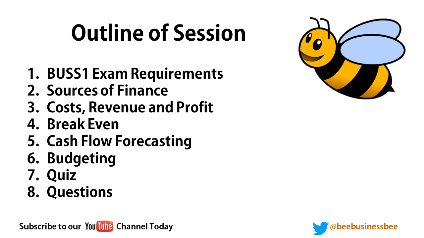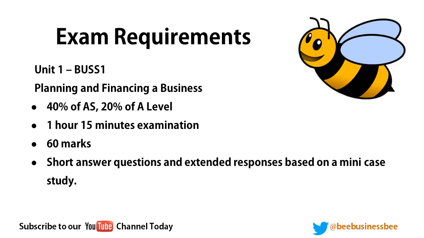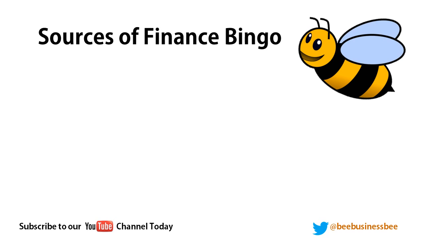Okay, let's go straight into looking at the BUSS1 exam and its requirements. The BUSS1 exam is planning, financing a business. It's 40% of your AS and 20% of your A level. It's a 1 hour and 15 minute exam, which is 60 marks in total. It's short answer questions and extended response questions, which are all based on a mini case study that you're going to take and do.